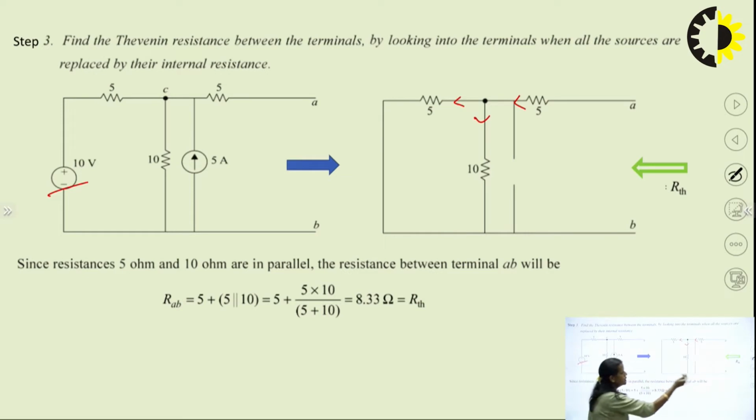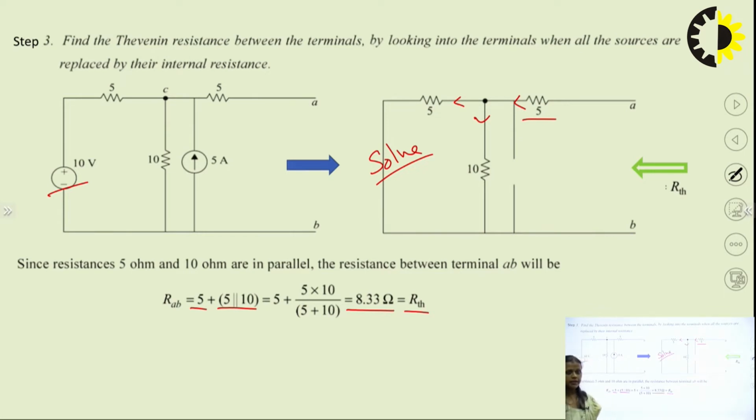So you will look from this side, but you will solve from this side. Solving from this side means this 5 and 10 are in parallel, and this combination will be in series with this 5. When you solve this, you will get 8.33 ohm, and this is nothing but the RTH, right? So this is the value of RTH. So we have completed this step 3.